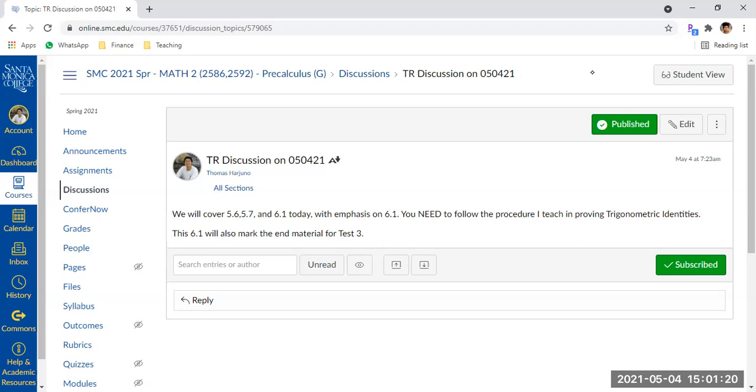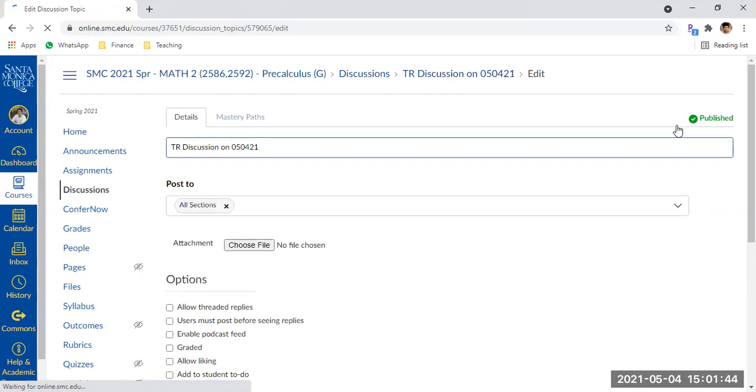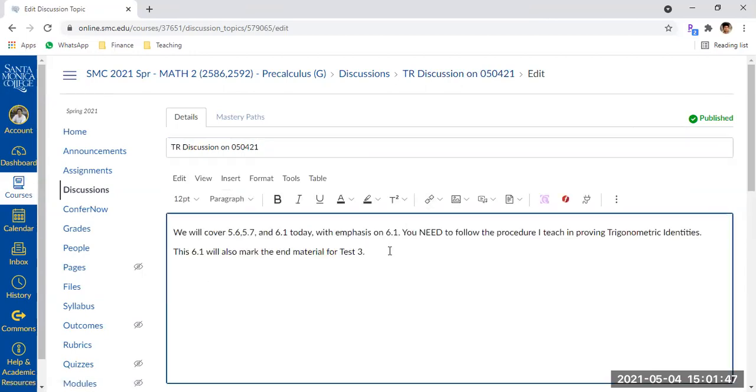Your test 3 basically will be from logarithm, which is 4.4. Let me make sure. Yeah. So your test, let me edit this. Your test 3 will be from 4.4 to 6.1. Okay, 4.4 to 6.1.